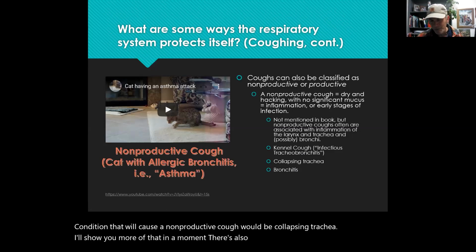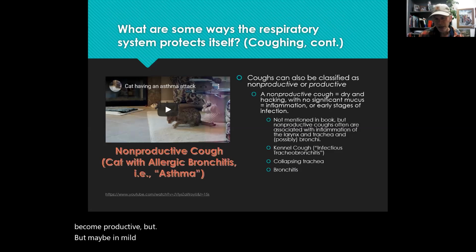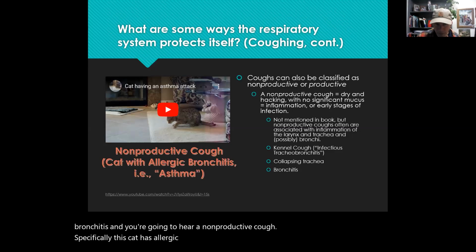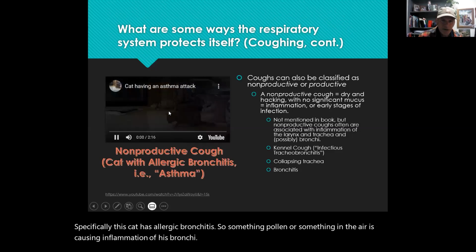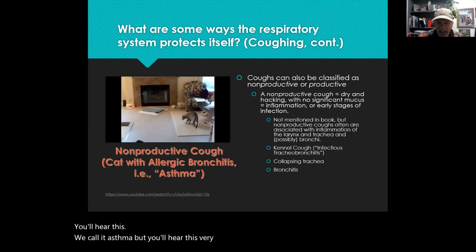Sometimes bronchitis can become productive, but maybe in mild cases we could say it would be non-productive. This cat, for example, has bronchitis, and you're going to hear a non-productive cough. Specifically, this cat has allergic bronchitis. So pollen or something in the air is causing inflammation of his bronchi. And you'll hear this, we call it asthma, but you'll hear this very harsh, dry, hacking kind of cough.